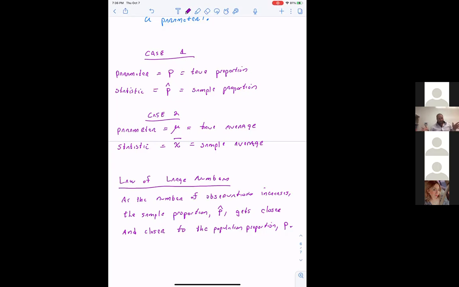What do you think you need to prove it? Calculus. Calculus, so we can't do it. And not just calculus, by the way, you need some more advanced stuff as well. But the point is that this is a fact. As the number of observations increases, the sample proportion gets closer and closer to the population proportion P. Does that make sense? Or at least intuitively, does that make sense?